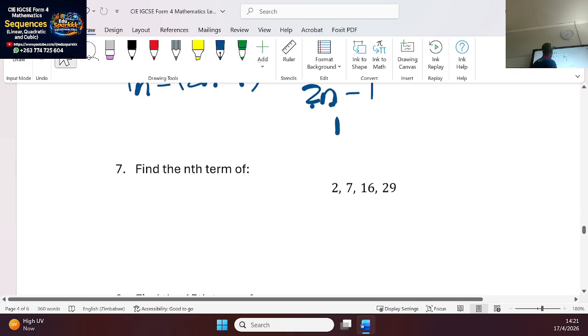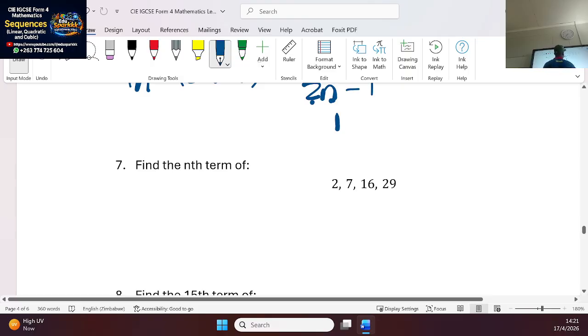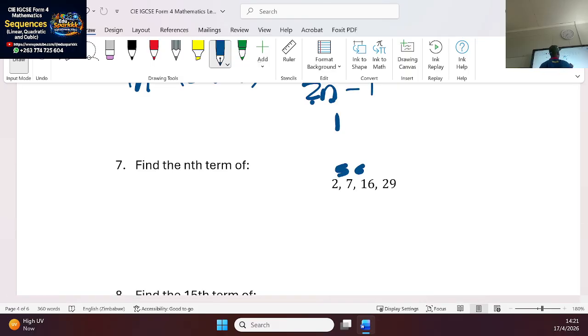Moving on, find the nth term. Another pattern again, we'll check for the common difference. There is a 5, 7, and 16, 9, 16 and 29. It looks like it's 13. So in essence, we are adding 4 all the while. But we are interested in the nth term.